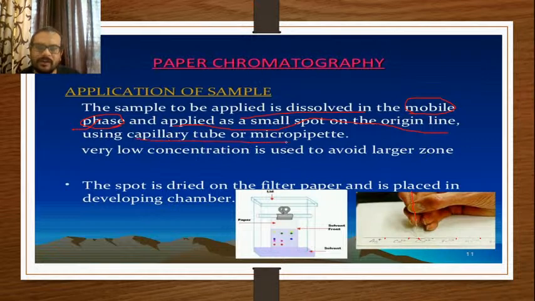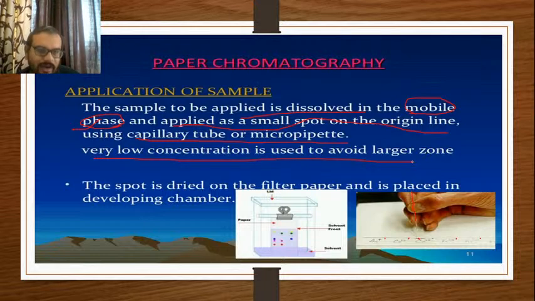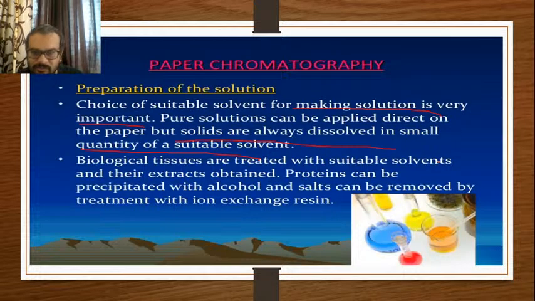Using the capillary tube, or even a micropipette, a very low concentration is used to avoid the larger zone. Remember the solution. If you have a solution of your sample, pure solutions can be applied directly on the paper.